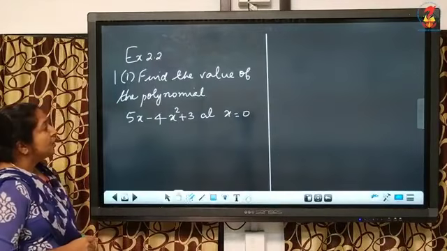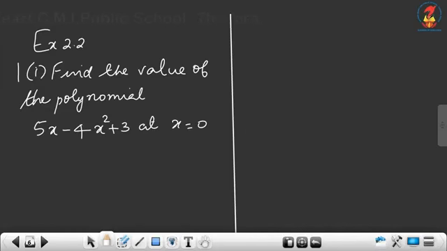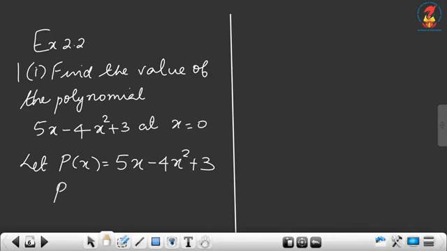Then exercise 2.2, first question, first subdivision. Find the value of the polynomial 5x minus 4x square plus 3 at x is equal to 0. What you have to do first is let p of x is equal to 5x minus 4x square plus 3. What you have to find is the value of this polynomial at x is equal to 0.